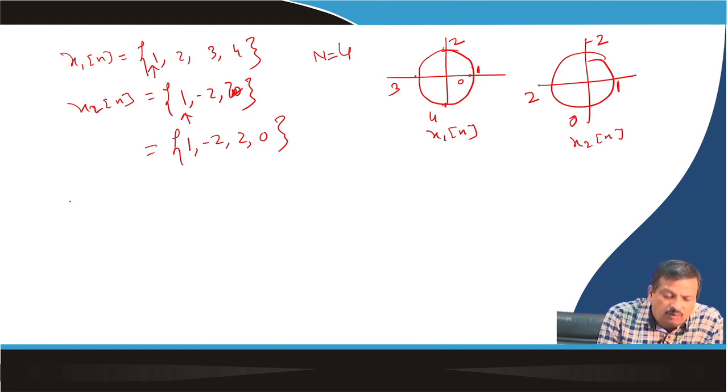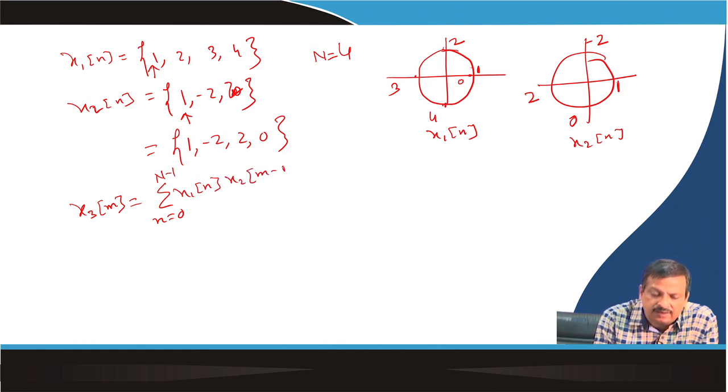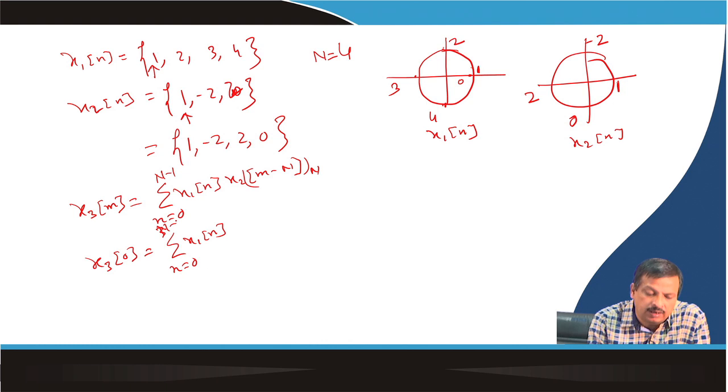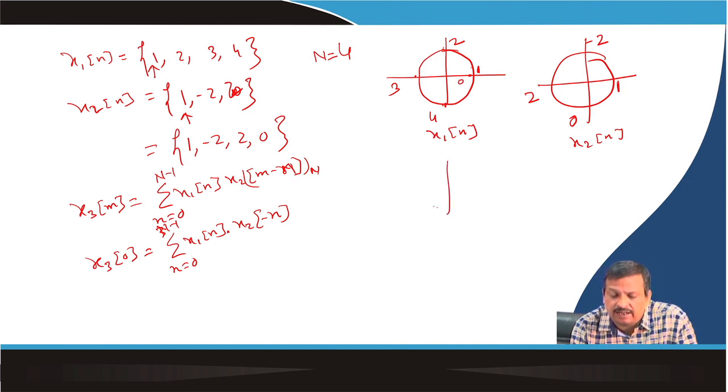I know the circular convolution x3[m] is the sum over n equal to 0 to N minus 1 of x1[n] convolved with x2[m minus n] circularly. If I ask what is the value of x3[0], I want to calculate x3[0]. I know it is the sum for n equal to 0 to 3 of x1[n] into x2[minus n]. So, if this is x2[n], then what is x2[minus n]?